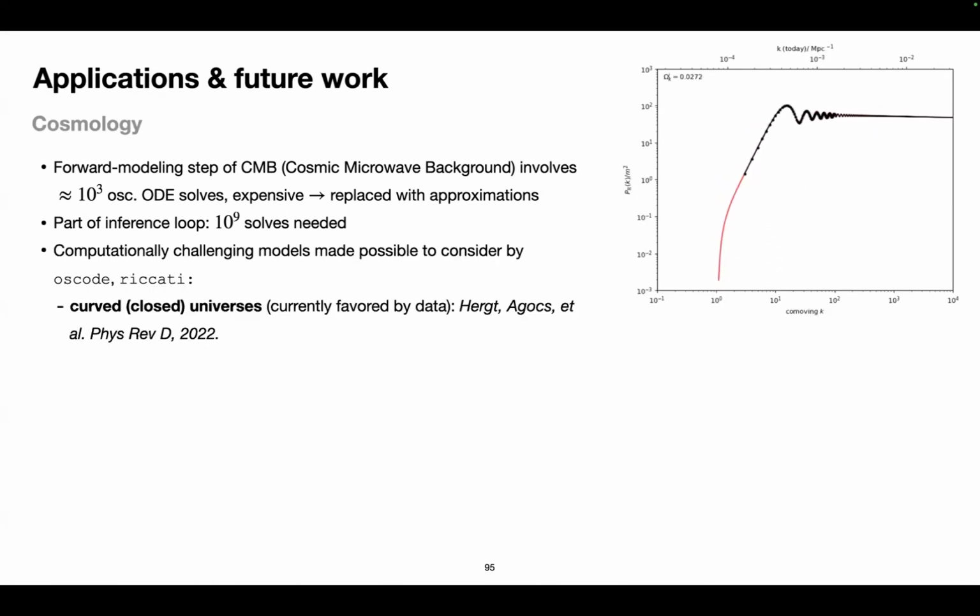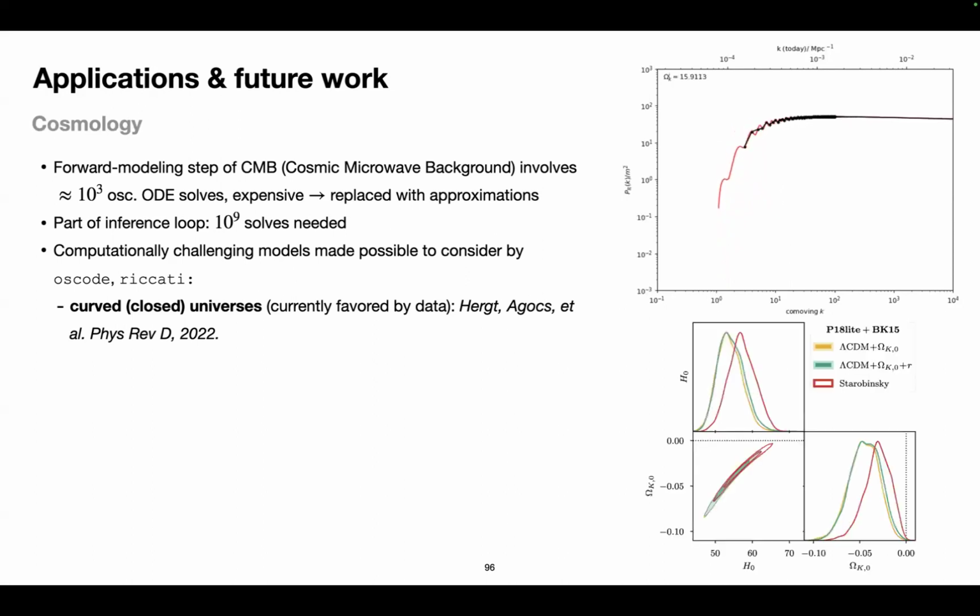Okay, so basically with a highly oscillatory solver like the ones I built, it became possible to look at models of the universe that previously people couldn't look at because they were just too computationally expensive. One example is something called a curved or a closed universe, which is now becoming a very popular model instead of the currently accepted flat universe model. So this is currently actually favored by data, and I'm very excited to work on it.